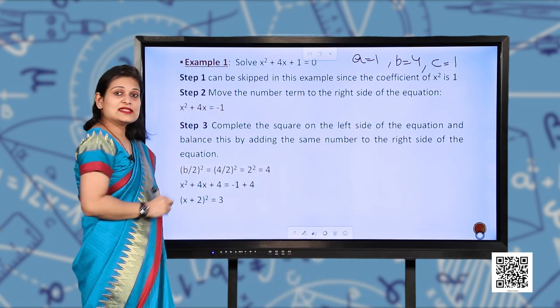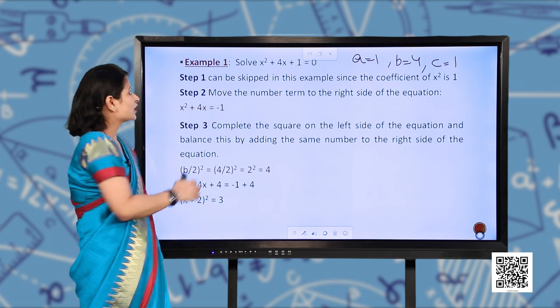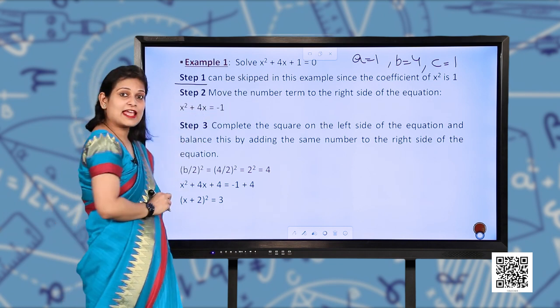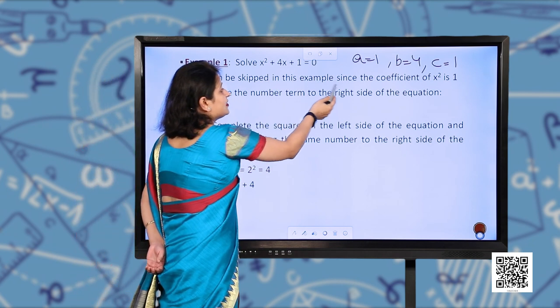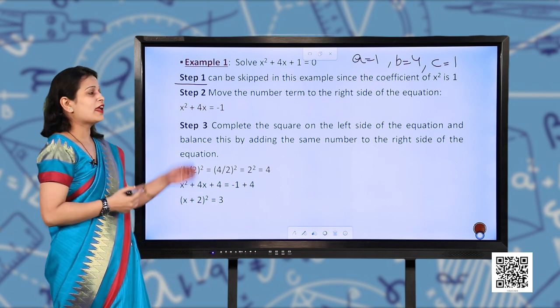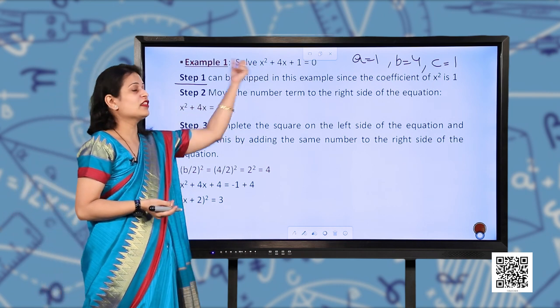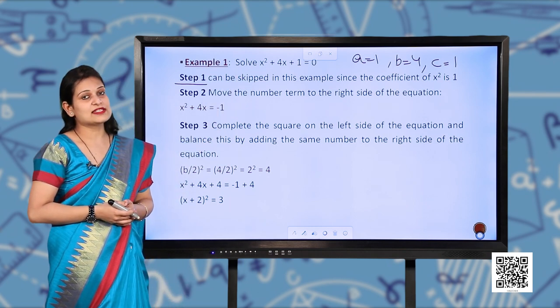Now as you can see here, the value of a is 1. So what will we do in step 1? Step 1 can be skipped in this example since the coefficient of x square is 1. So when you divide this equation by the coefficient of x square, you will get this only. So you can skip step 1.